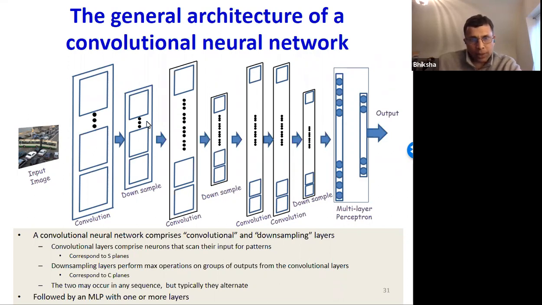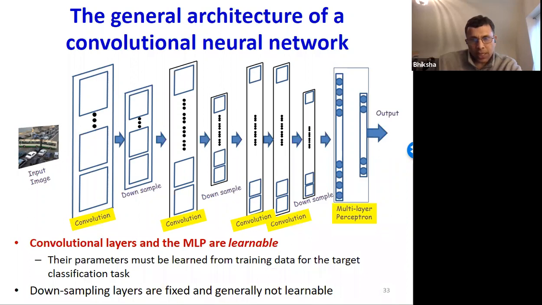Finally, when you're done with all of these convolutional and downsampling layers, the output of the final layer here gets flattened and goes into an MLP with one or more layers, which actually performs the classification. So of these, only the convolution layers and the final MLP are learnable, and their parameters must be learned from training data for the target classification task. These downsampling layers are fixed and they're not learnable.